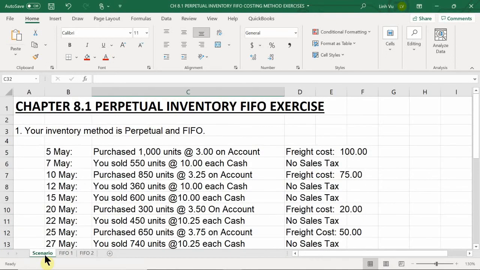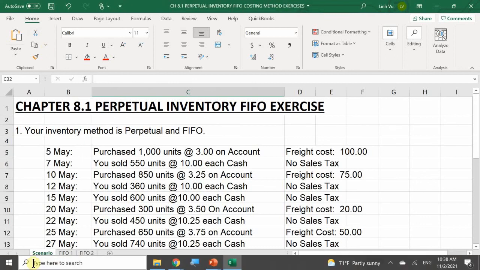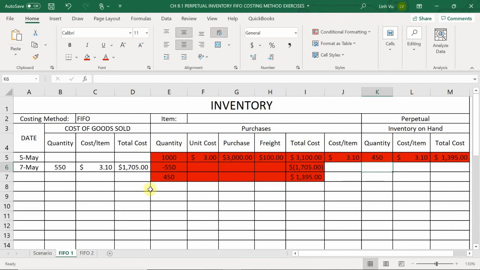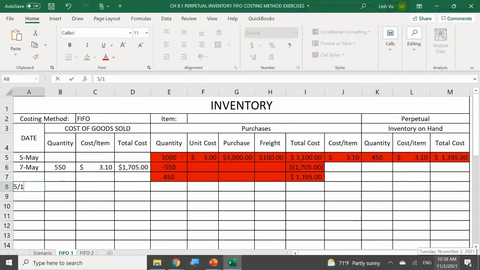So then on May 10, I ended up purchasing an additional 850 units at $3.25 each with a freight of $75. So 850, $3.25, and $75. Okay. So once again, it is now May 10. I'm going to skip over the cost of goods sold and pop this number in here. So in this case, we purchased 850 at $3.25 each with a freight costing $75.